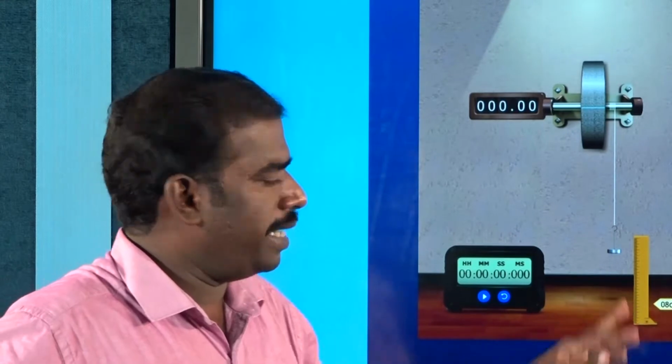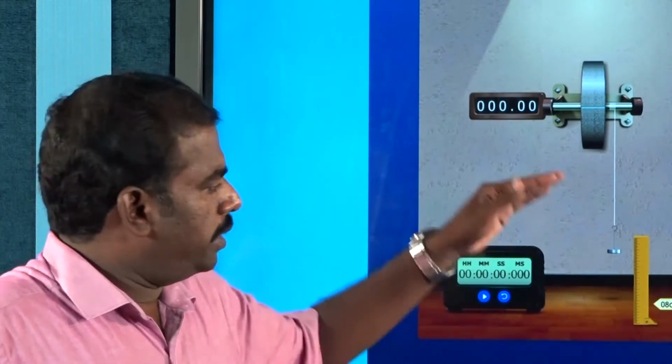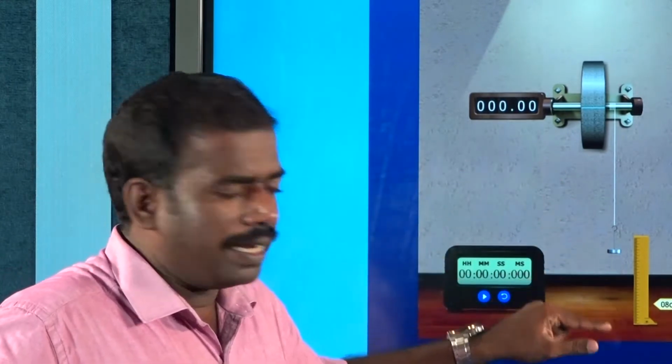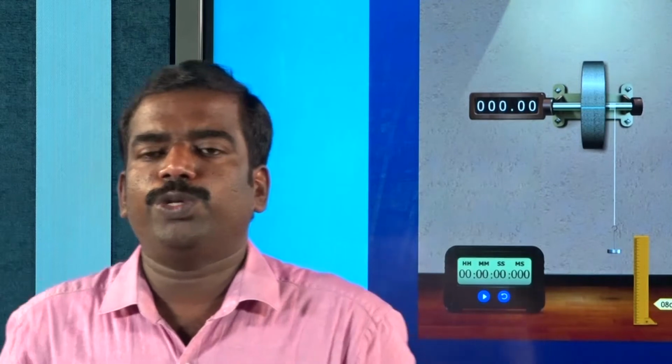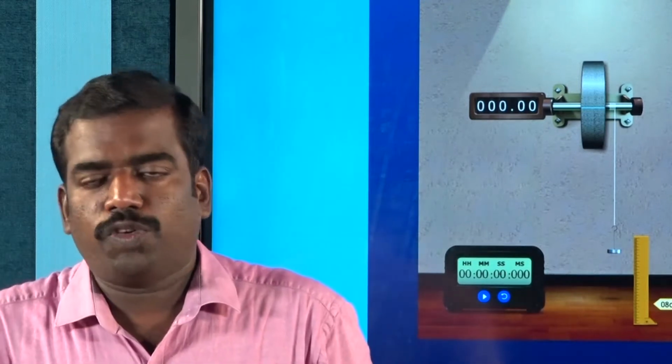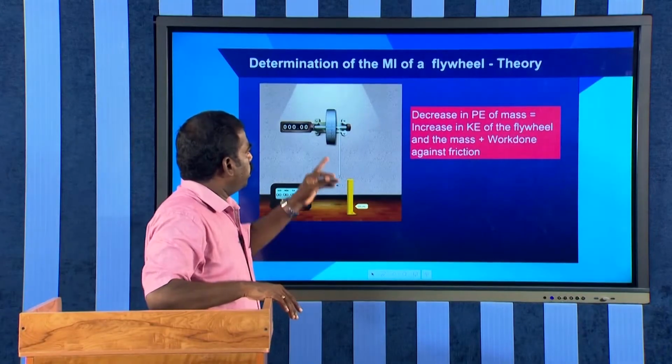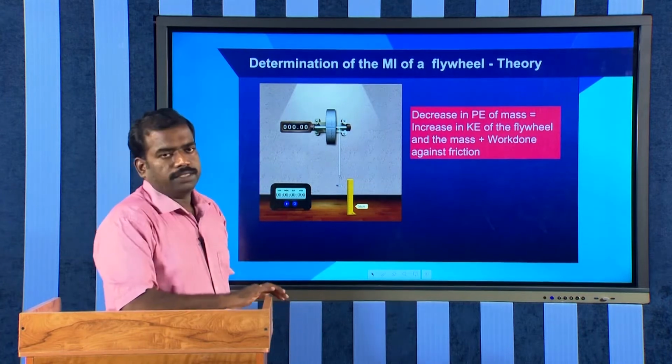Here you can see some 8 centimeter mark. You place the weight hanger in such a way that it just touches the ground. If this is the floor, you need to place the weight hanger in this position. In this way you need to adjust the length of the cord. Okay, so this is the initial arrangement.